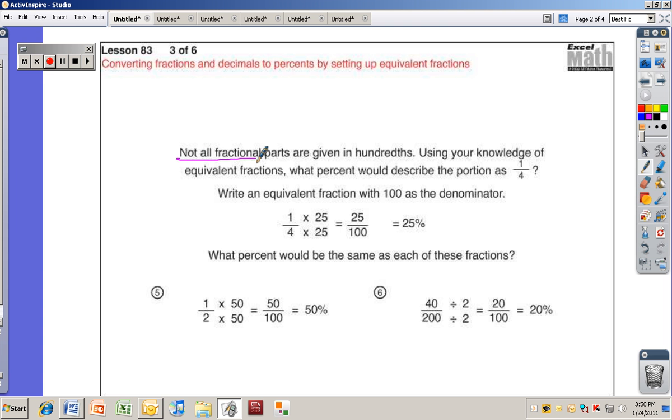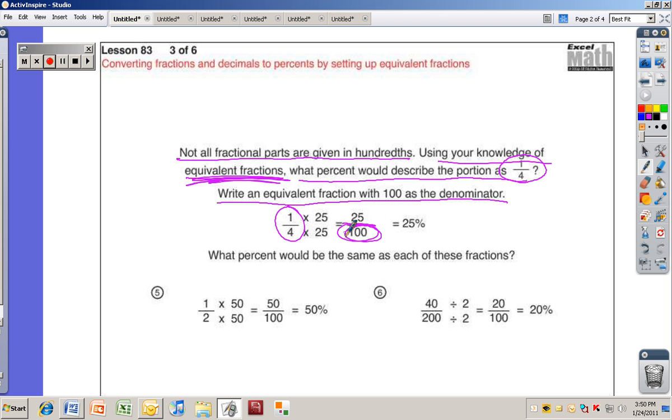Okay, not all fractional parts are given in hundredths. Using your knowledge of equivalent fractions, what percent would describe the portion of 1/4? Okay, so what we're going to do is write an equivalent fraction with 100 as the denominator. So we start off with 1/4. Then we make another fraction with 100 as the denominator.